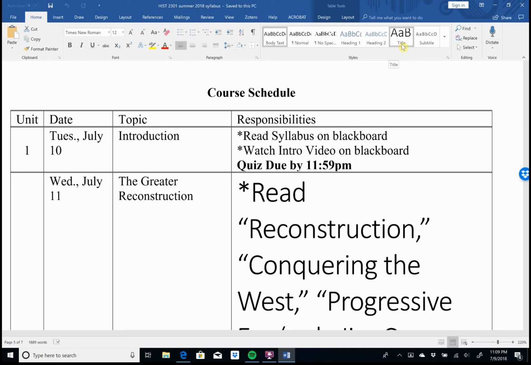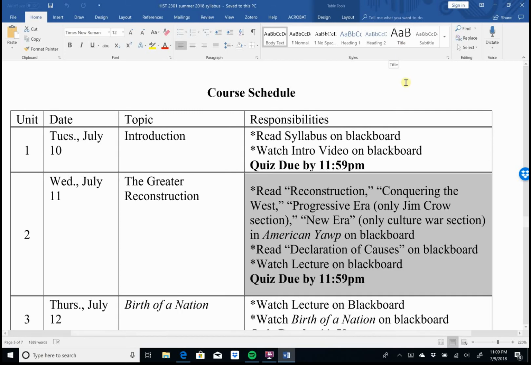I'm going to start by pointing out some daily routines. On most days, you'll read a chapter or two from our free online textbook, watch a lecture, take a quiz, and also read a primary source. You can see exactly what you need to do each day under responsibilities on our course schedule. And you need to do all of this by 11:59 p.m. on the day that they're scheduled in the syllabus.